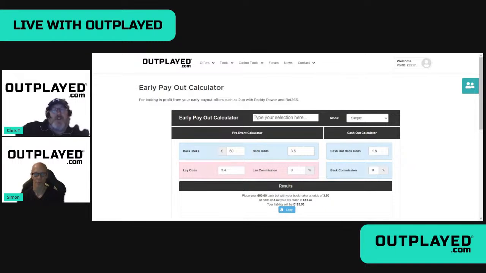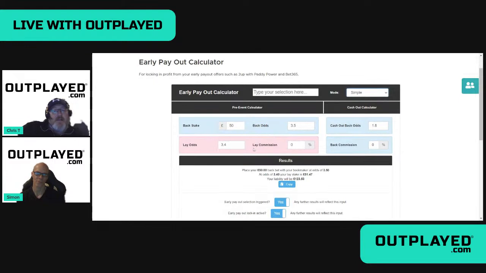But the 2-up odds are shocking in comparison to 365 and Paddy. They've got specialist markets for them on that side of things. But with regards to this calculator, always keep it in simple mode. We don't need to go into advanced mode for that. And this is where basically the team that we've backed has gone 2-0 up in the game.